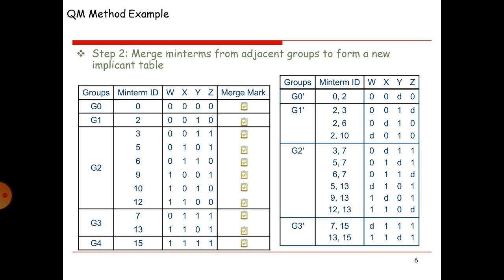Next G3 dash means you have to compare G3 and G4. So in G3 we have 3 min-term IDs, and G4 has only 1 min-term ID, that is 15. So you have to make it a group, G3 dash. The min-term IDs are 7, 13 and 7, 15.